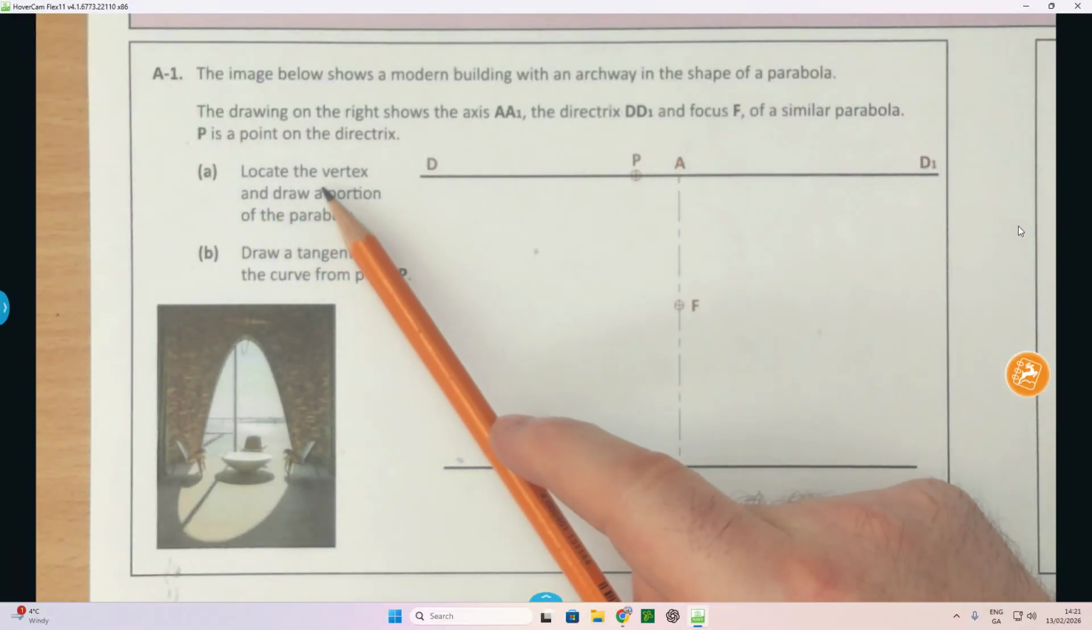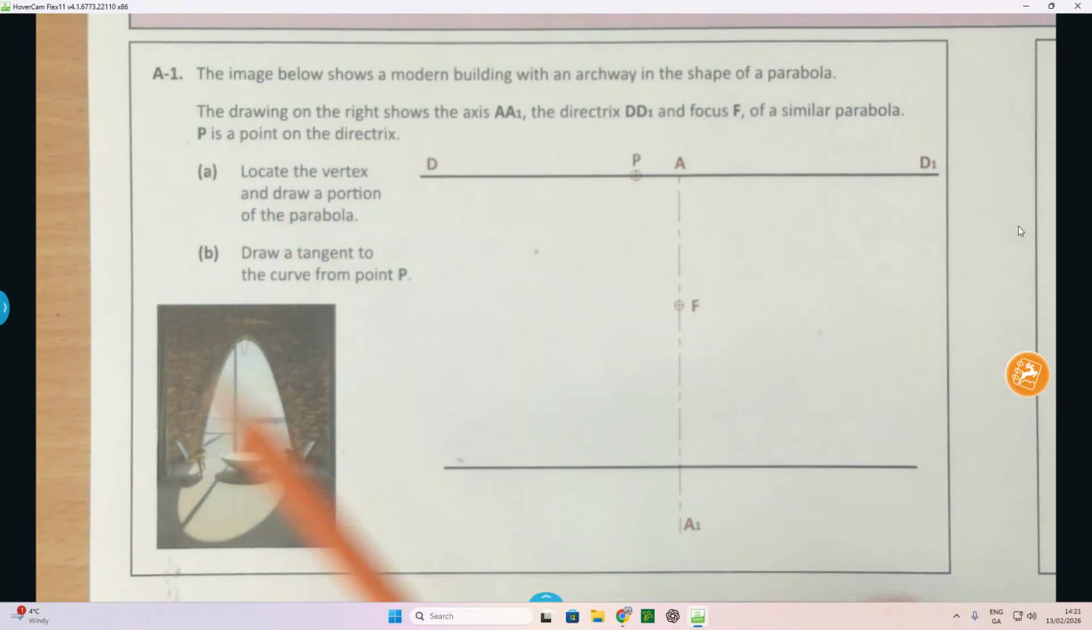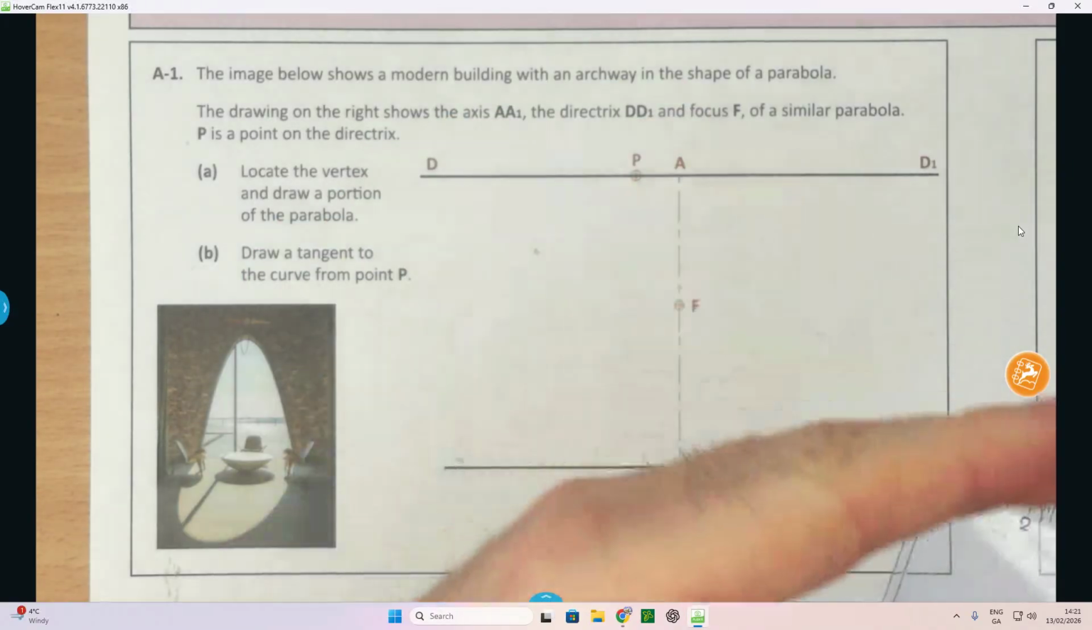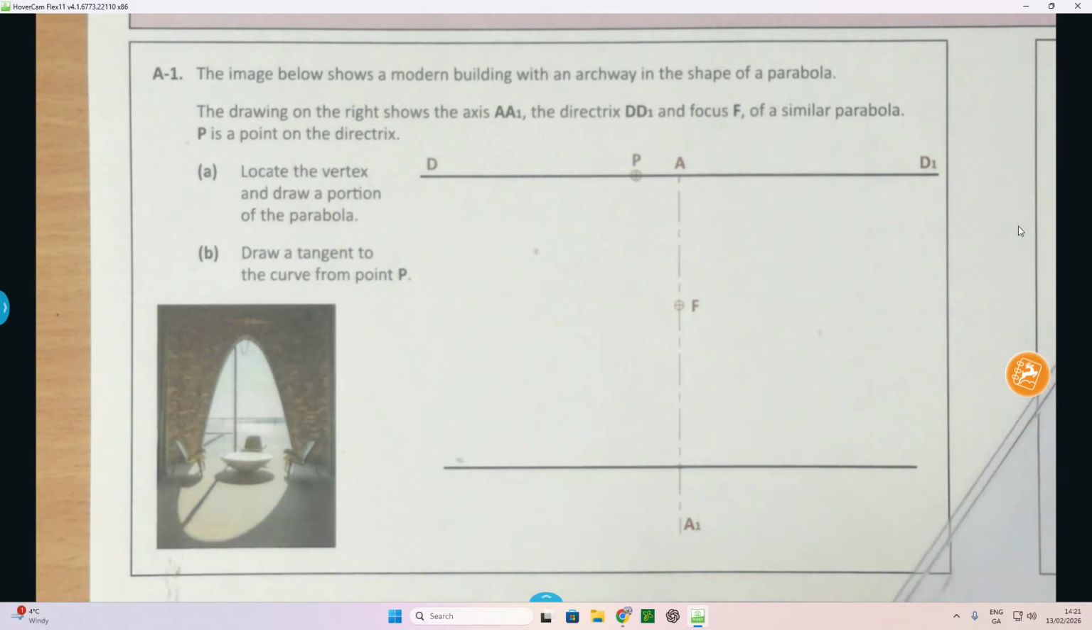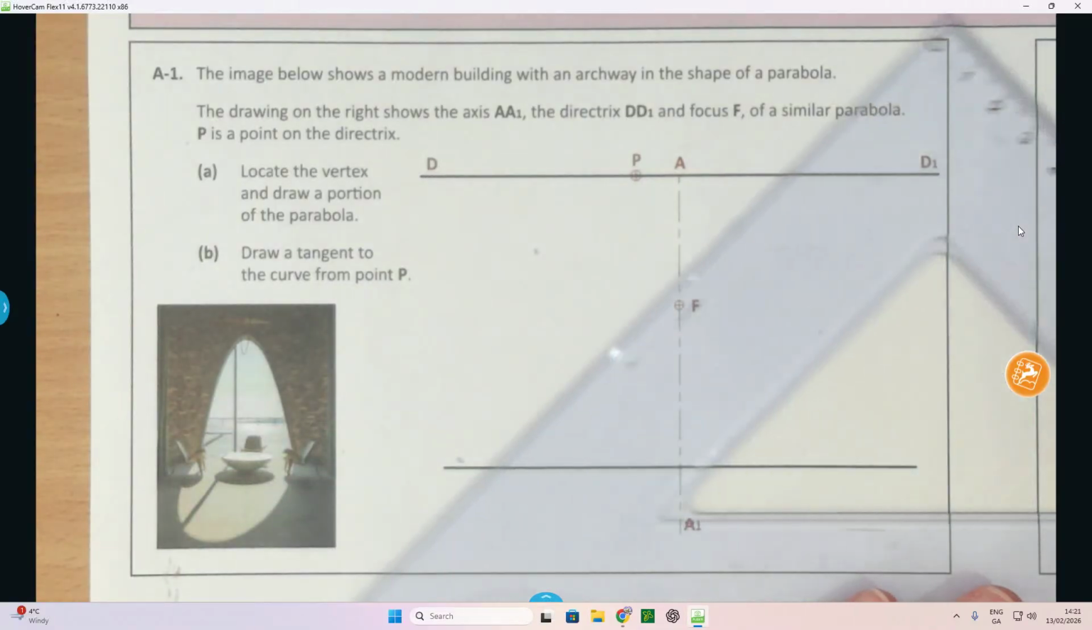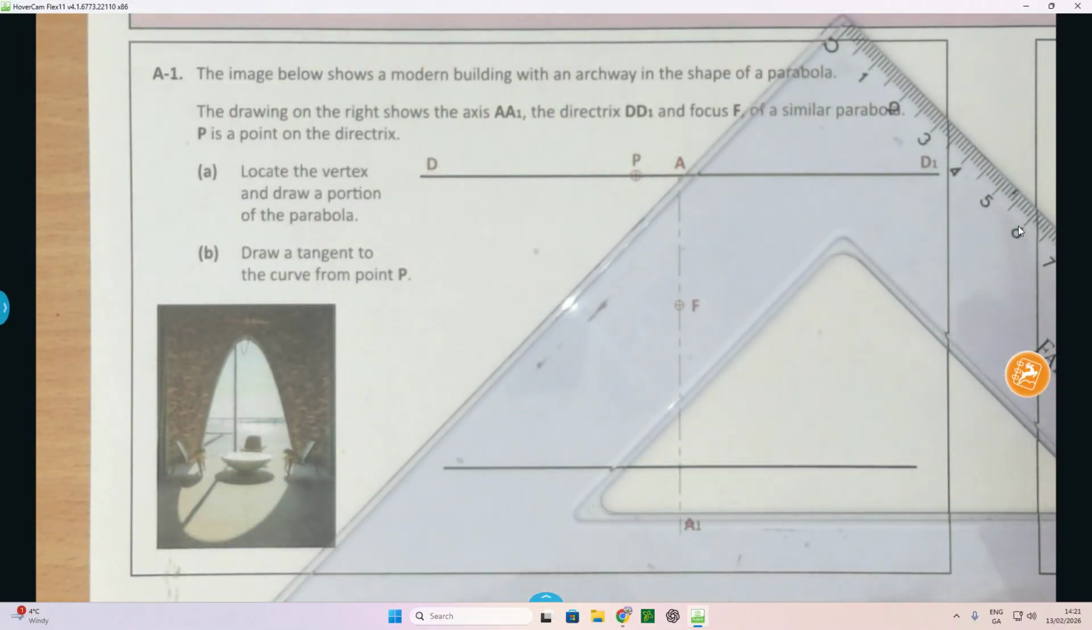Part A, locate the vertex and draw a portion of the parabola. Now, if you are used to doing conics in school, you learn about eccentricity. The eccentricity of the parabola is 1:1. So where the axis and the directrix meet, because the eccentricity is 1:1, we can do a line out at 45 degrees. So I'm going to put that line actually in green here.